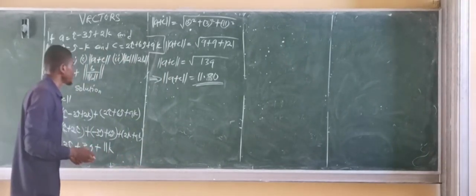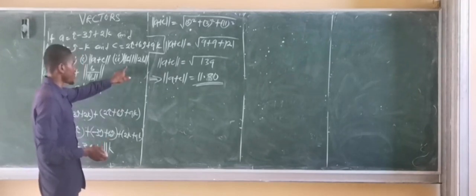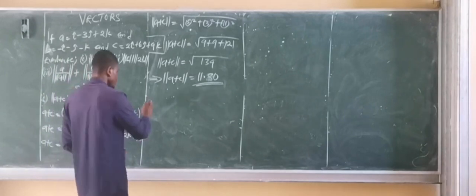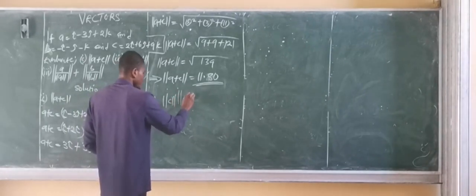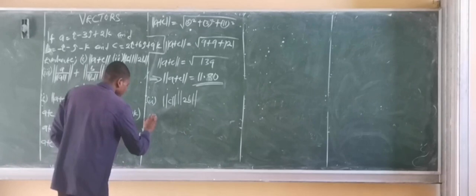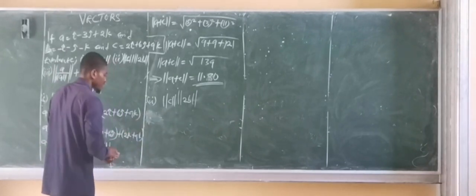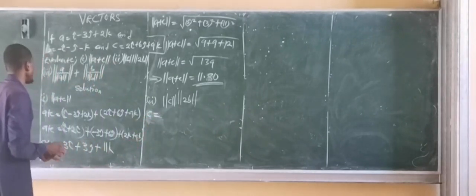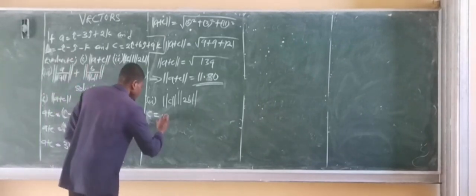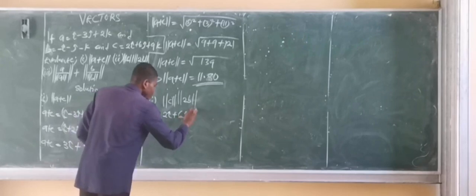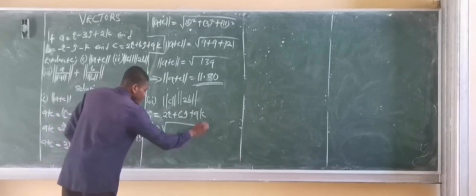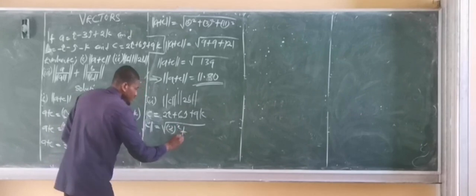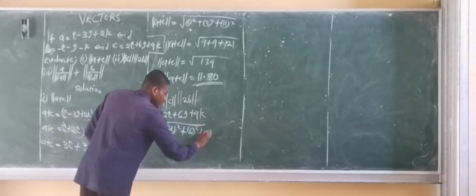The next question says we should find the magnitude of C multiplied by the magnitude of 2B. So I will find the magnitude of C multiplied by the magnitude of 2B. Let's find the magnitude of C first. First of all, let's pick out vector C. Vector C is equal to 2I plus 6j plus 9k. So the magnitude of C is simply the square root of 2 squared plus 6 squared plus 9 squared.